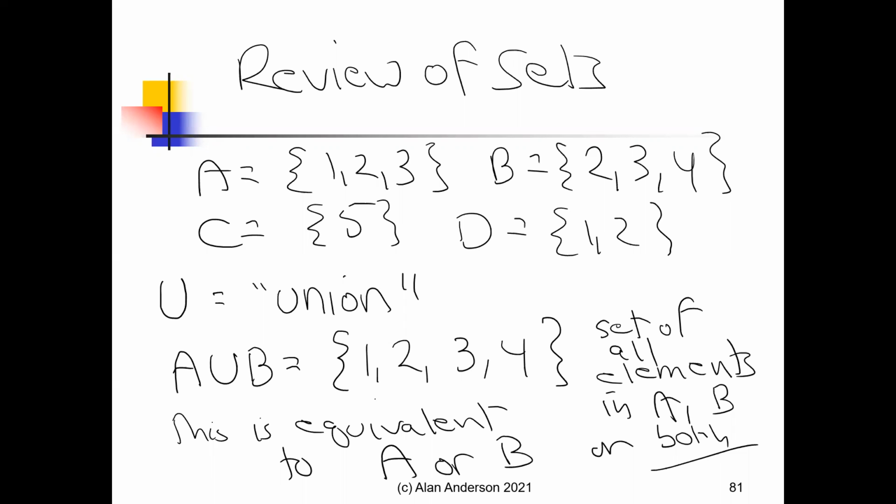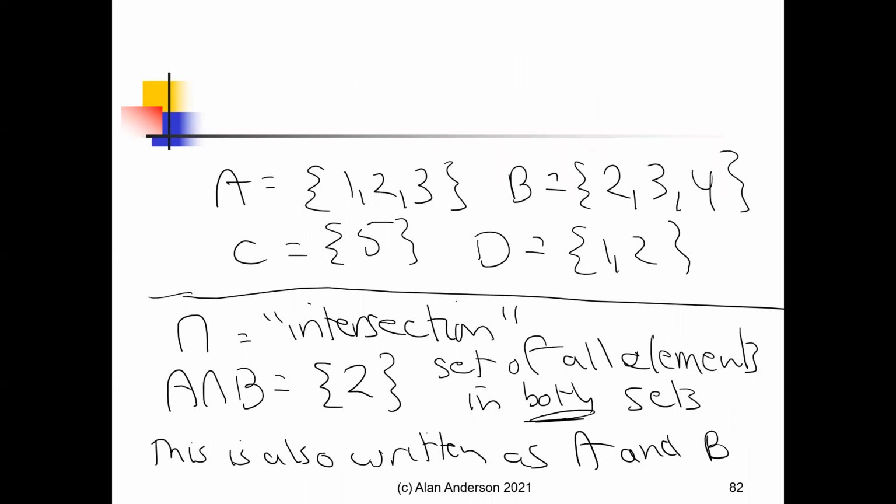Now, what other set operations did you learn? The upside down U is called intersection. This means I'm creating a new set which contains only the elements that are common to the two sets. Here, for example, A and B, the only element they have in common is 2. So the intersection of A and B is the set containing the element 2, because that's the only element they have in common. And sometimes you see the English word "and" used instead of intersection.